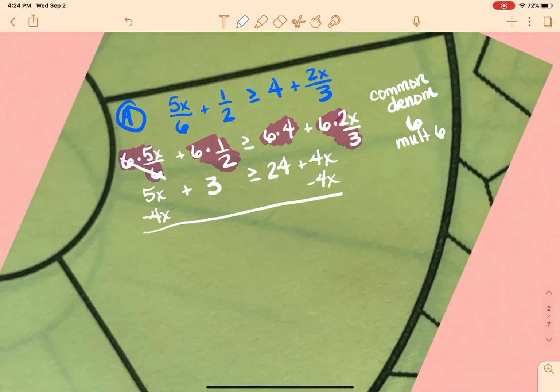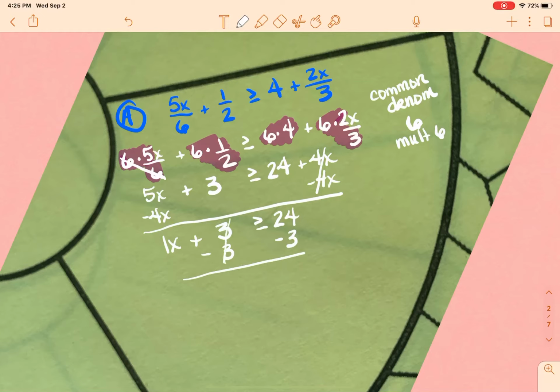So 5x minus 4x is 1x. Plus 3, is greater than or equal to 24, and then these cancel. So now my last step really is just to move this over. So the opposite of adding 3 is subtracting 3. So I have 1x is greater than or equal to 24 minus 3, which is 21.